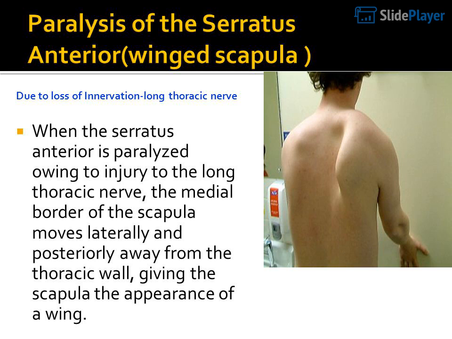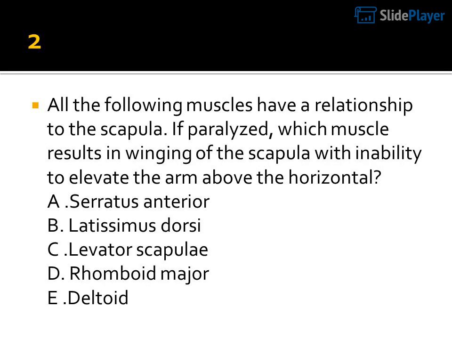When the serratus anterior is paralyzed owing to injury to the long thoracic nerve, the medial border of the scapula moves laterally and posteriorly away from the thoracic wall, giving the scapula the appearance of a wing. 2. All the following muscles have a relationship to the scapula. If paralyzed, which muscle results in winging of the scapula with inability to elevate the arm above the horizontal?